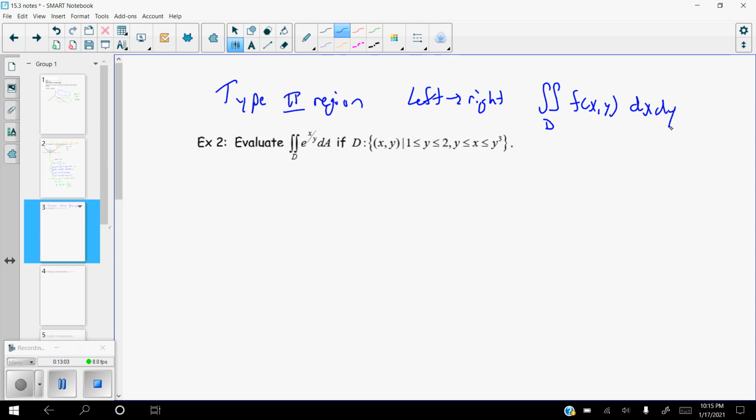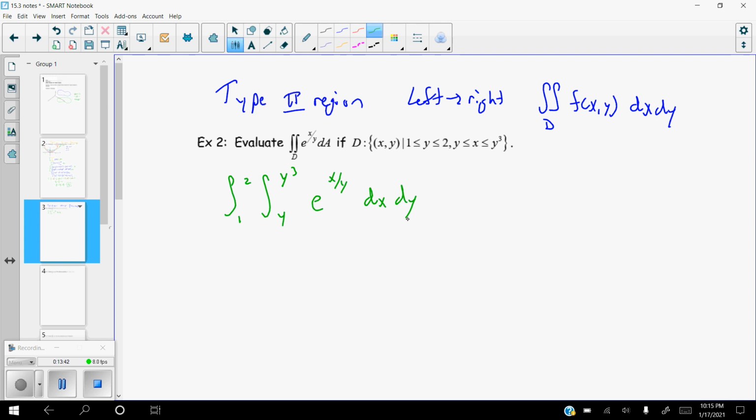And again, the easiest way to think about that is the outside one, the dy here, has to be the constants, because you have to finish with constants. Otherwise, you're still going to have variables left over in your integral. Most of the time, it won't work out very nicely anyway. So let's go ahead and set up our double integral. So y is going to go from 1 to 2. x is going to vary from y to y cubed. Our function is e to the x over y. And again, this has to be dx dy.